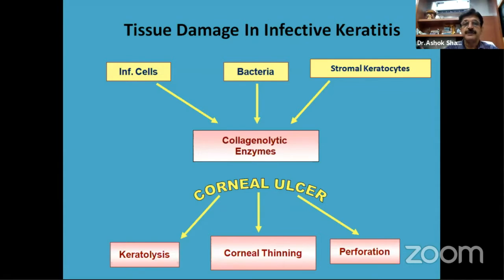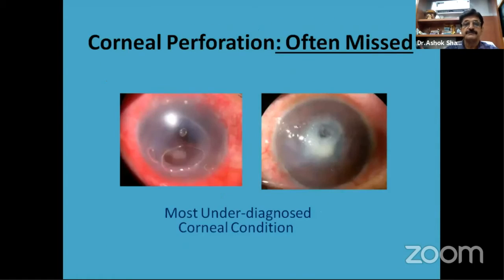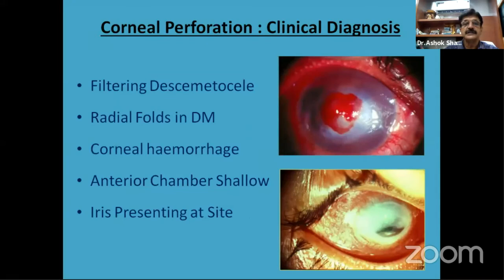Looking at the etiopathogenesis, we know that it's the inflammatory cells, bacteria, or stromal keratocytes which release the collagenolytic enzymes, and these enzymes cause collagenolysis, leading to keratolysis, thinning, and finally corneal perforation. Corneal perforation is often missed, and we as corneal surgeons are aware that this is an underdiagnosed clinical condition. If we have to diagnose corneal perforation clinically, in large perforations the diagnosis is quite obvious.